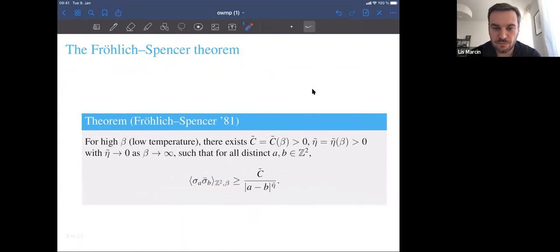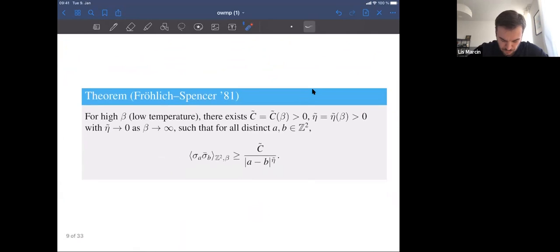For the 2-point function, this was exactly proved by Fröhlich and Spencer in 1981. They proved that there exists a temperature such that if you go below that temperature, the 2-point function is bounded from below by a power law in the distance between the 2 points. And what they actually proved is something more here. They proved that this exponent actually decreases to 0 when the temperature goes to 0. So the 2-point function decays to 0 slower and slower when you decrease the temperature, which is obviously intuitively clear.